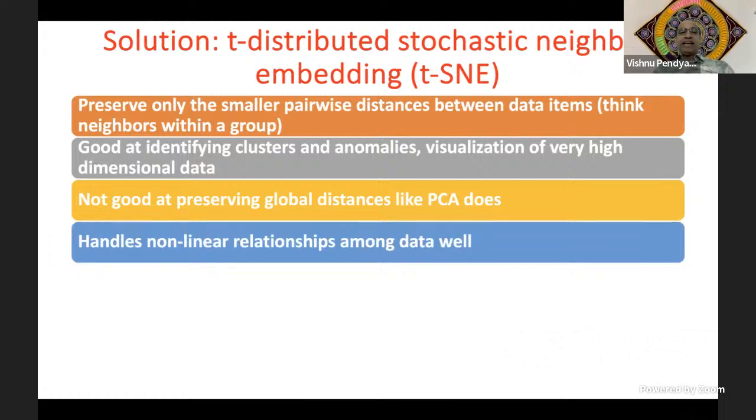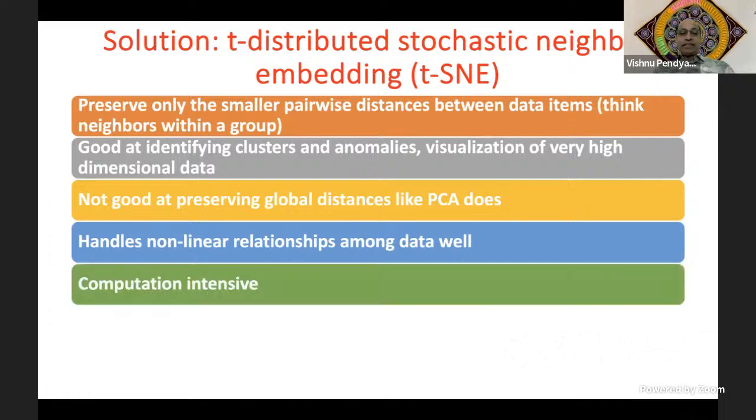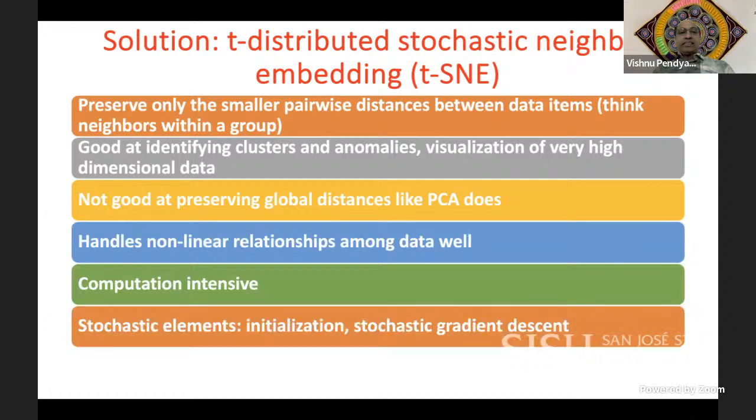The advantage is that it handles nonlinear relationships among data very well. And it is computationally intensive because you're computing a lot of distances. And then there are some stochastic elements. That means there are hyperparameters which will impact the performance of this algorithm.